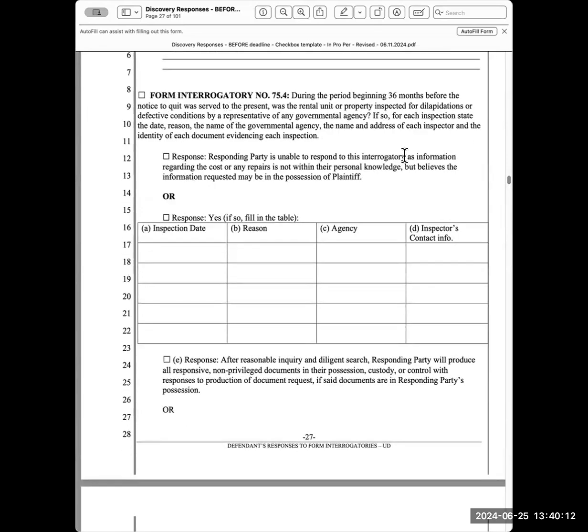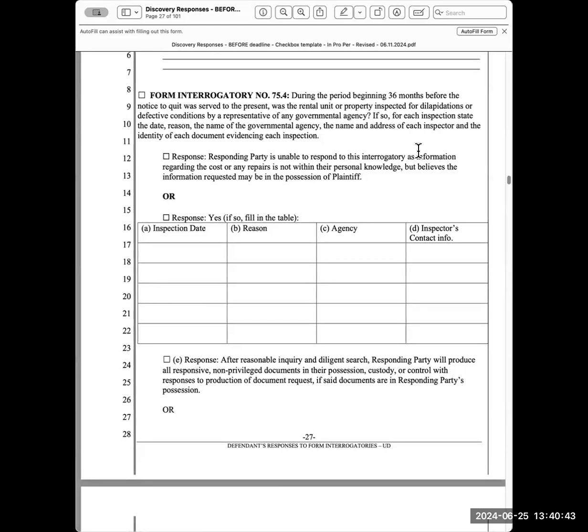Okay, form interrogatory 75.4. During the period beginning 36 months or 3 years before the notice to quit was served to the present, was the rental unit or property inspected for dilapidations or defective conditions by a representative of a governmental agency? If so, for each inspection, state the date, reason, name of the agency, the name and address of the inspector, identify any document evidencing each inspection.